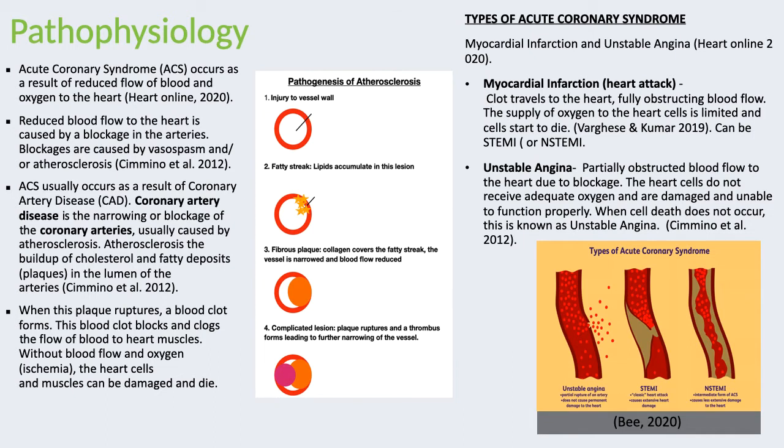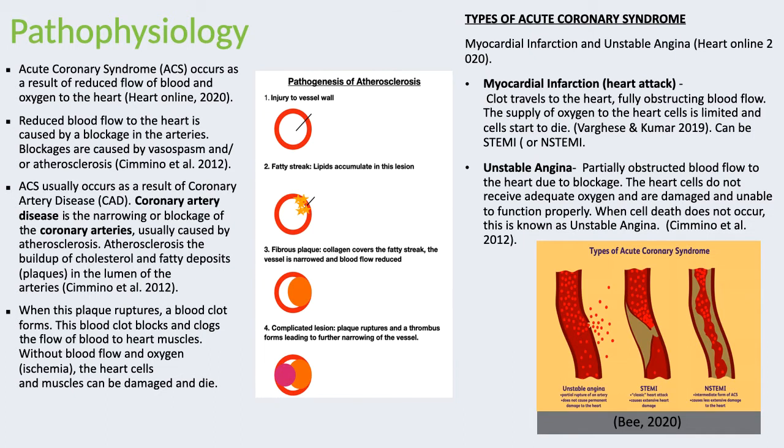Atherosclerosis is the buildup of cholesterol and fatty deposits, called plaques, on the inner walls of arteries. The plaque formation or process of atherosclerosis can be seen in this diagram. First, there is an injury to the endothelium of the blood vessel wall. Lipids, cholesterol, calcium, and white blood cells accumulate within this lesion. This is known as a fatty streak. The plaque is completed when collagen covers the fatty streak like a cap. This is called a fibrous plaque.